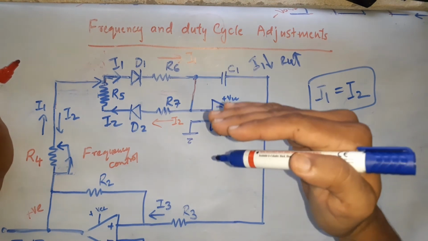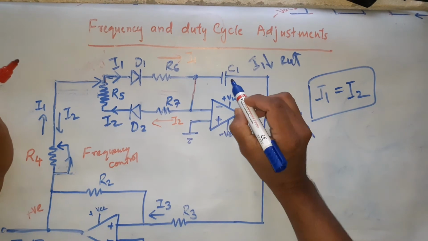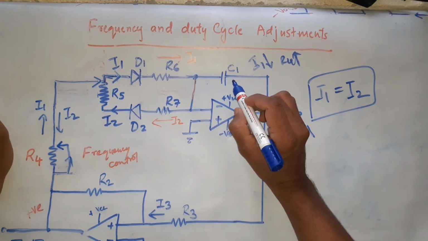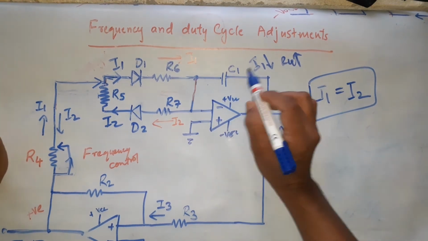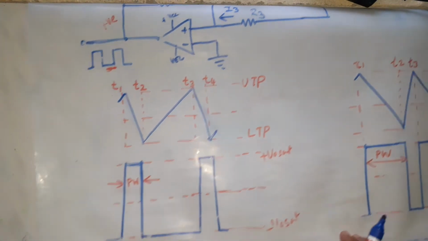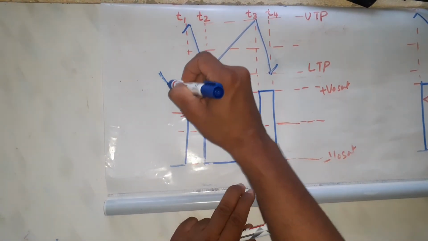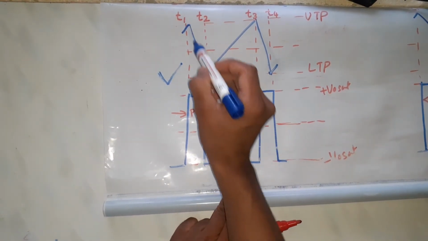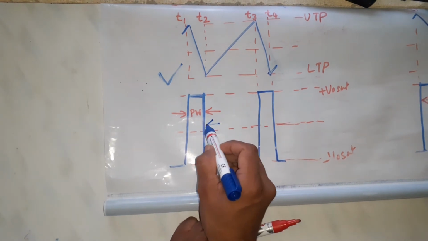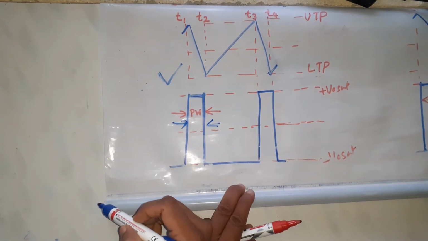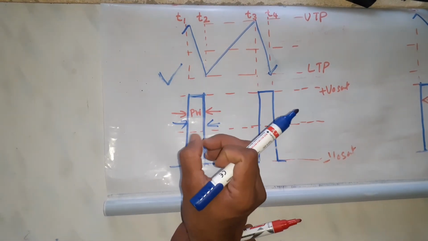Current I1 will increase. So if current I1 increases, charging of capacitor becomes fast because current has been increased. If charging is fast, T1 to T2 is very quick and you will get a very narrow pulse width. So you have a control over on time. You can control the on time here.